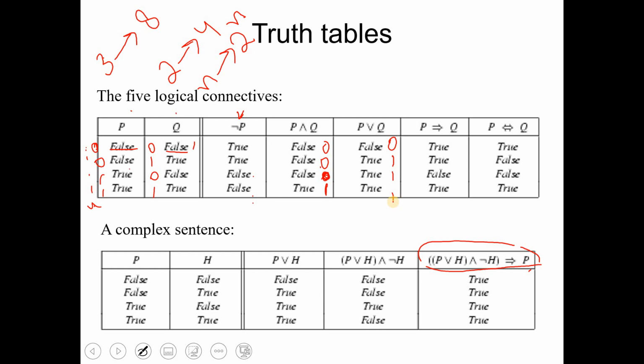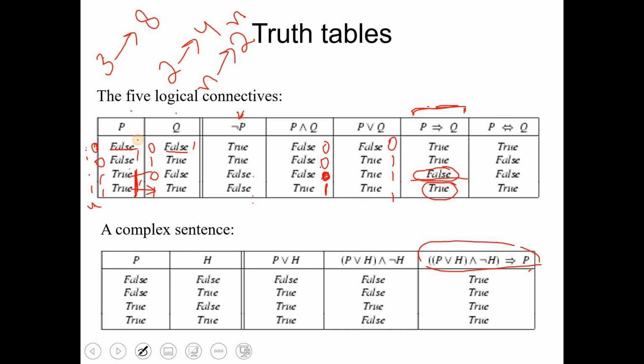P implies Q means the following. Now this one is a little bit tricky, so be careful. The implies relation means that whenever P is true, then Q should be true. So when P is true and Q is true, it is this case. When P is true and Q is false, it means my sentence becomes false. Now this is a bad model for my sentence.